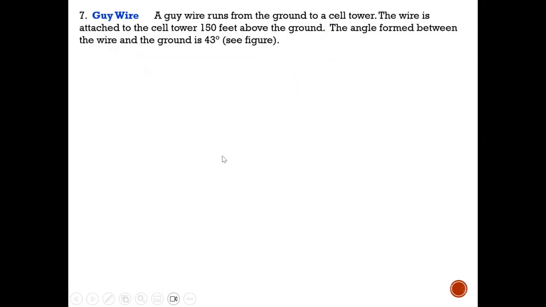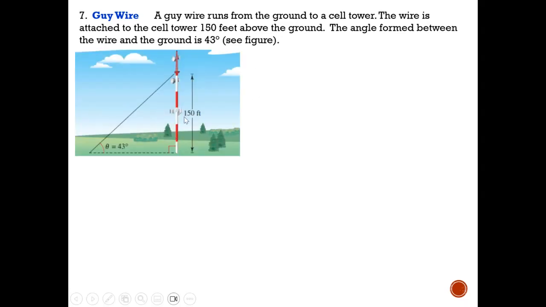Okay, now how do we apply it in real life? This is number 7. This is a guide wire. A guide wire runs from the ground to a cellular tower. The wire is attached to the cell tower 150 feet above the ground. The angle formed between the wire and the ground is 43 degrees. See figure. There's the sketch for that particular problem. Again, this is my tower, which is 150 feet. The angle that it makes is 43 degrees.